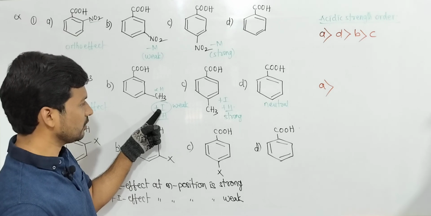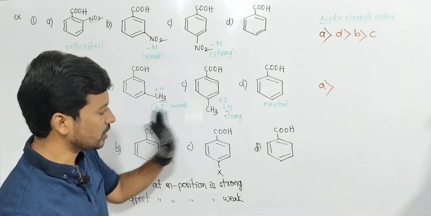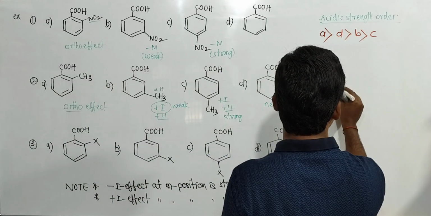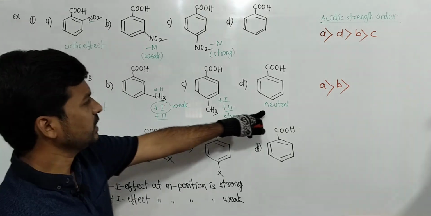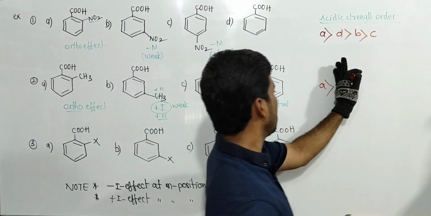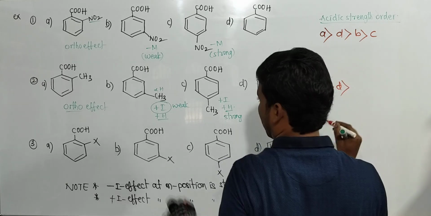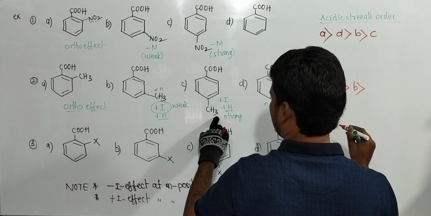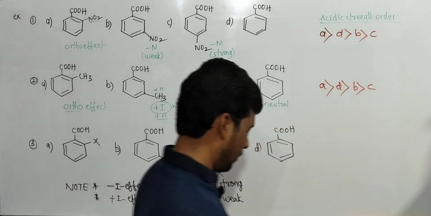So, unfavorable group at a weak position, unfavorable group at a strong position. This is better, so B is a strong acid. There is no unfavorable group here. This is better, the unfavorable group is not present, so D is the stronger acid. Unfavorable group at a weak position, so B is the stronger acid. Unfavorable group at a strong position, so C is definitely the weak acid.